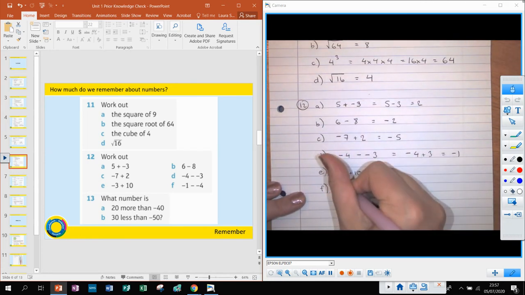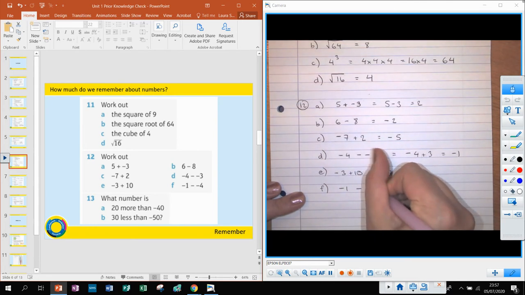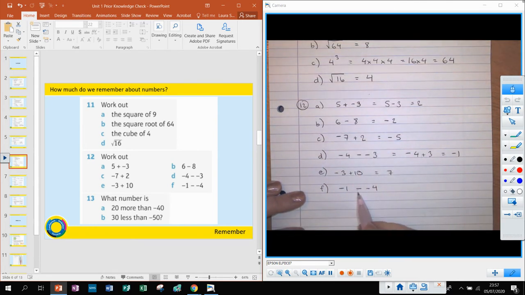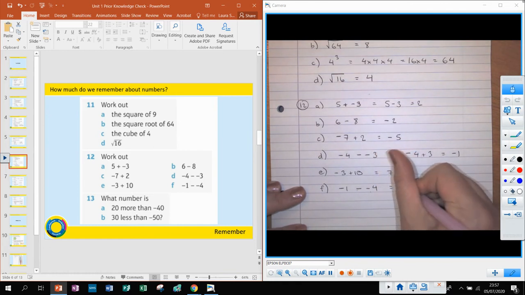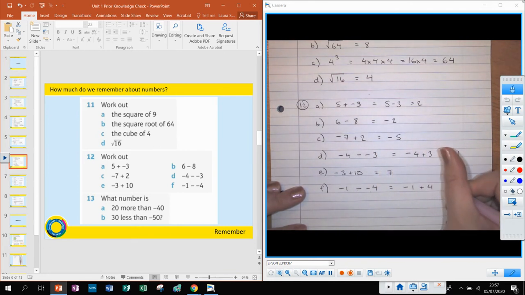And F, negative 1 minus negative 4. So again, we're taking away negativity. That means we're becoming more positive. So negative 1 plus 4 is going to be 3. Lovely.